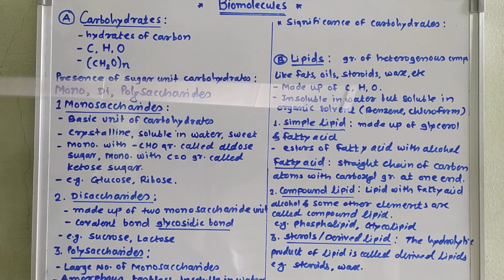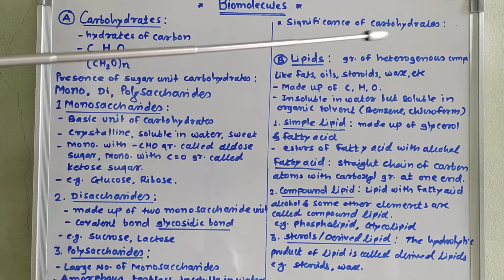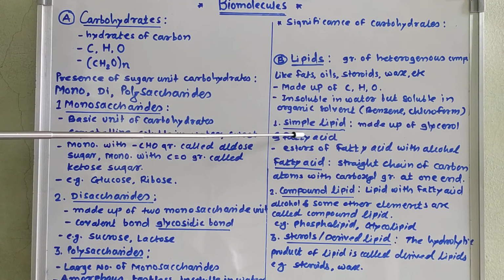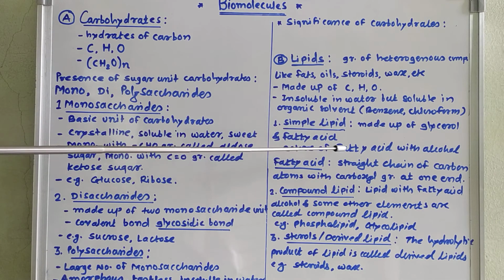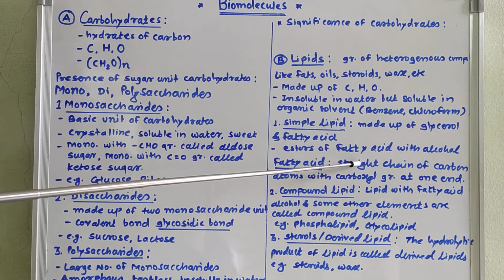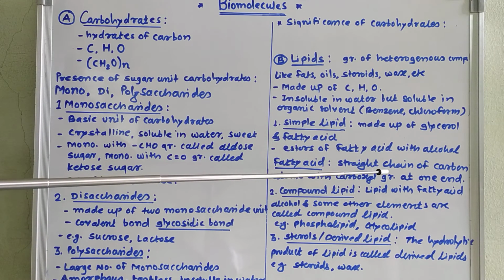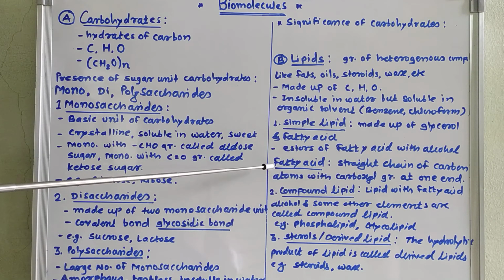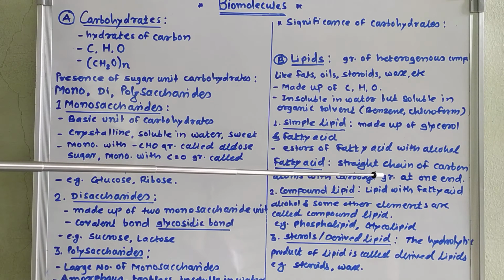First, simple lipid. The simple lipids are those lipids made up of glycerol and fatty acid. The simple lipids are esters of fatty acid with alcohol. Now, what is meant by fatty acid? Fatty acid is a long straight chain of carbon atoms with a carboxyl group, that means COOH group, at one end.